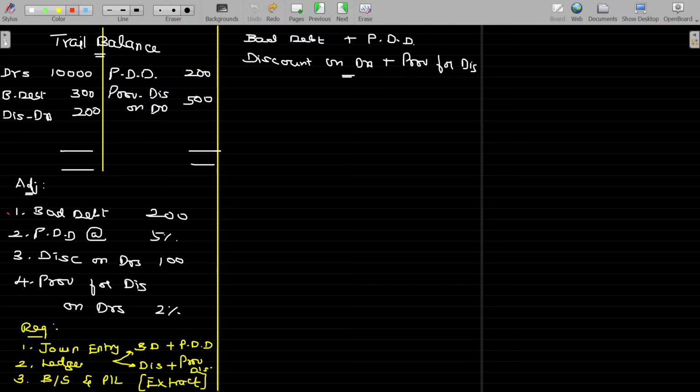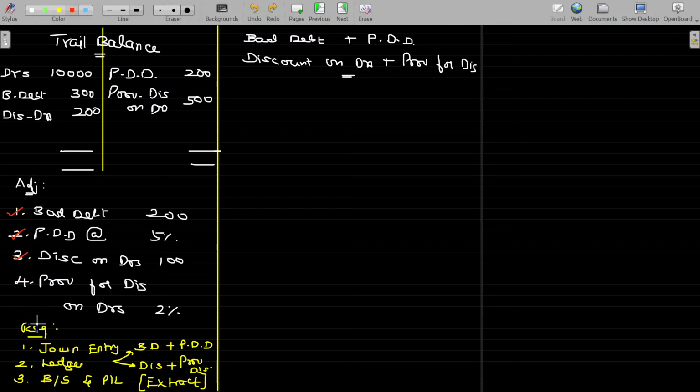And apart from that, in adjustments also we have been given bad debt, provision for doubtful debts, discount on debtors. Usually these are not given in the adjustments, but it may be possible that they come in the adjustments also. So here I have given this in the adjustment. Provision for discount on debtors.